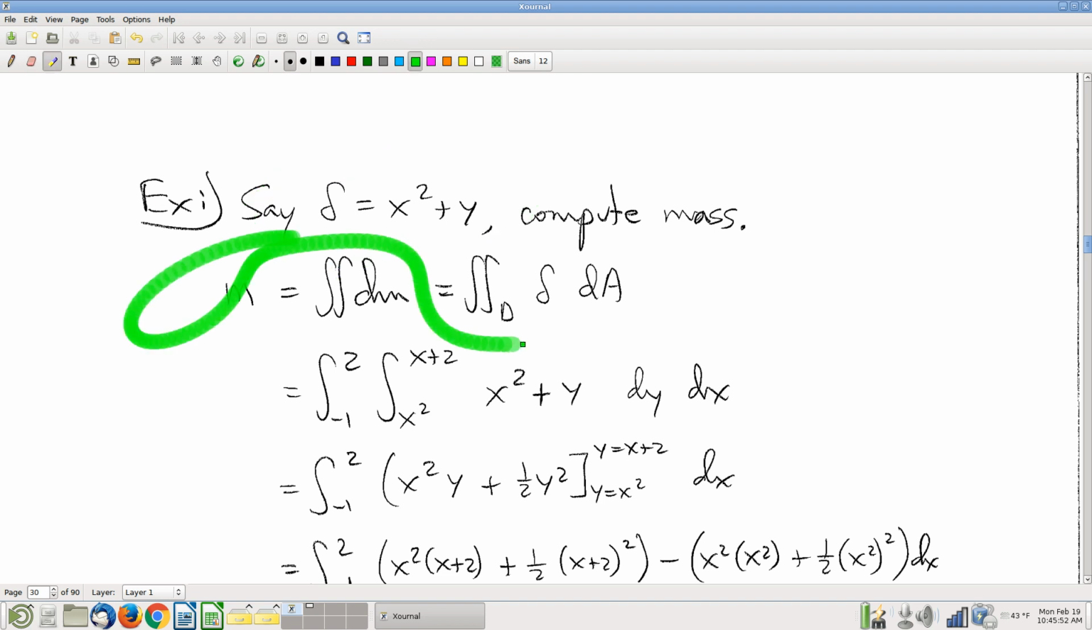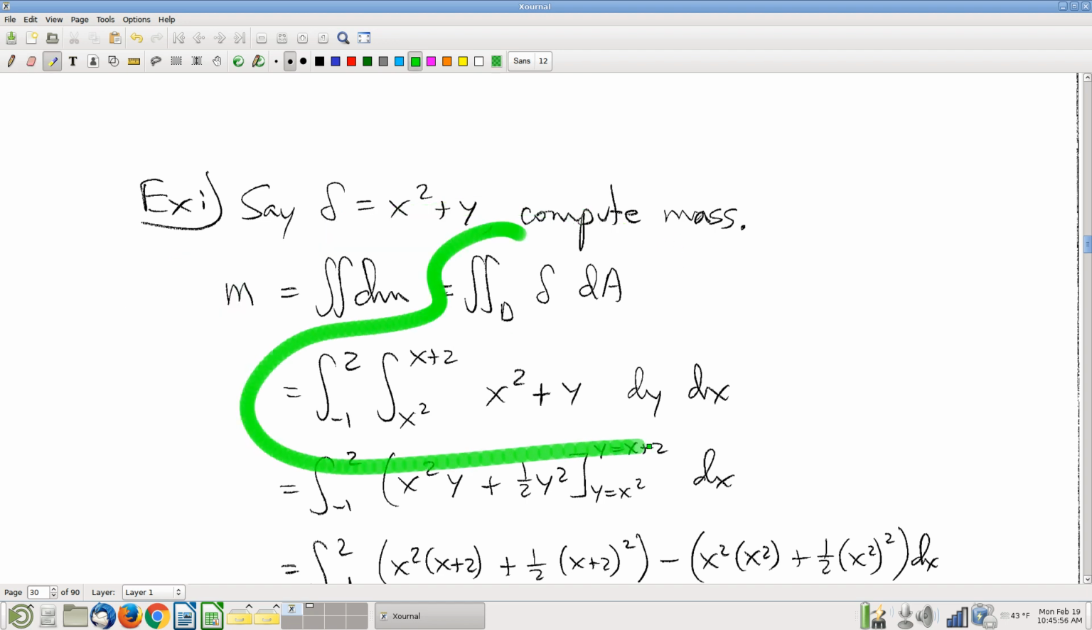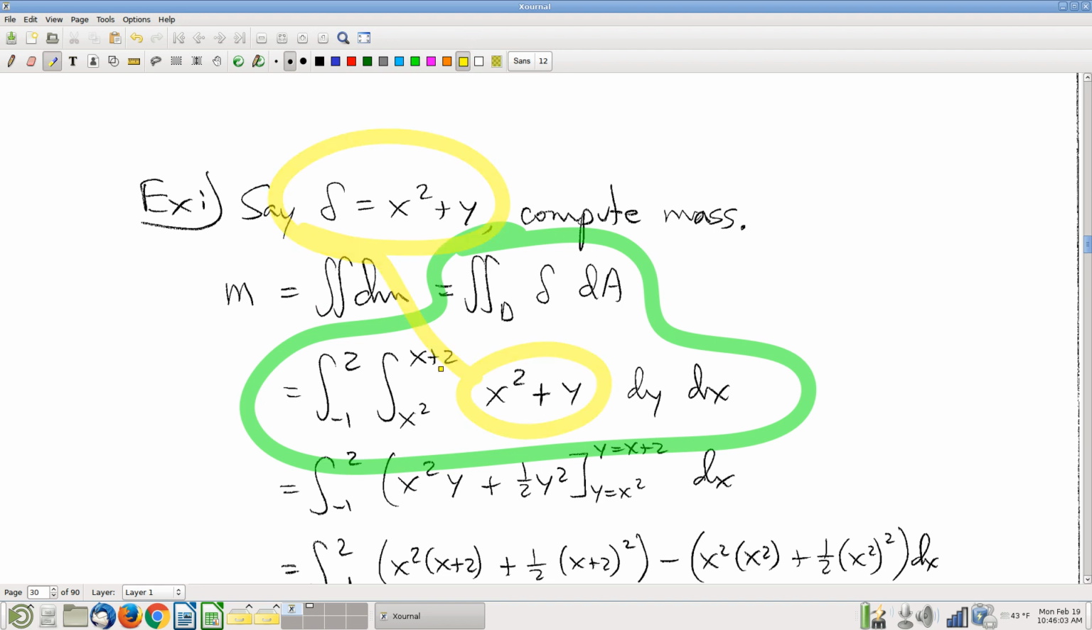Well, mass is a double integral, and as we just showed on the previous page, that double integral is this iterated integral of our density, and now it's off to the races. Fundamental theorem of calculus.